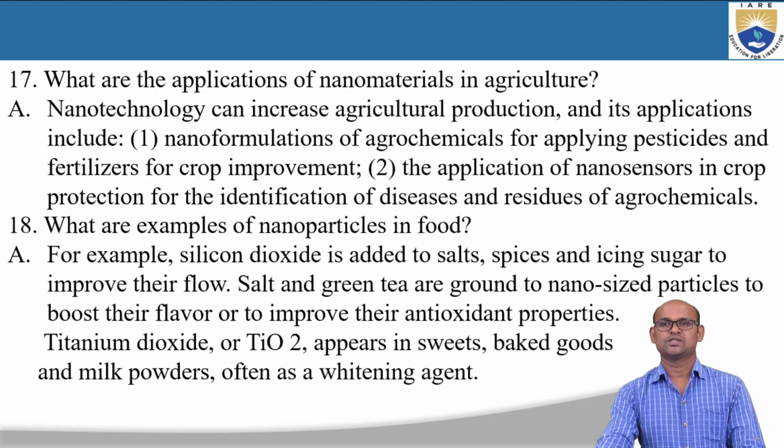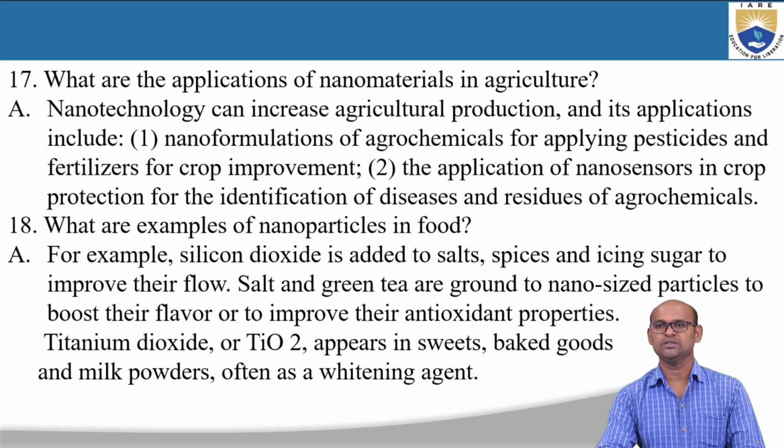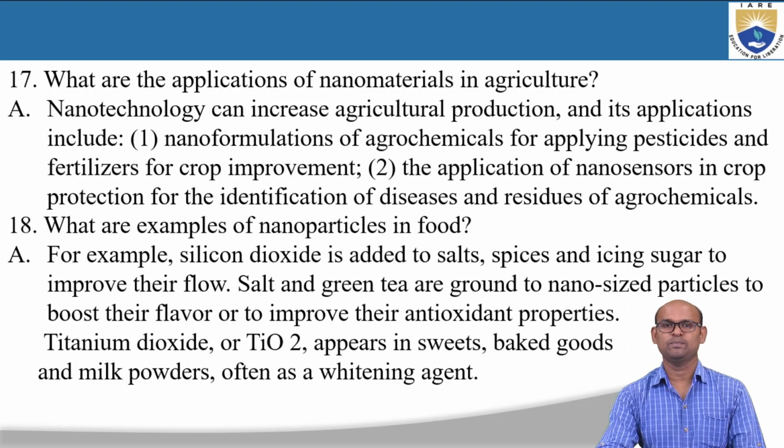What are the applications of nanomaterials in agriculture? Nanotechnology can increase agricultural production, and its applications include nano formulations of agrochemicals for applying pesticides and fertilizers for crop improvement, and the application of nanosensors in crop protection for the identification of diseases and residues of agrochemicals. So these are the applications of nanotechnology and nanomaterials in agriculture.